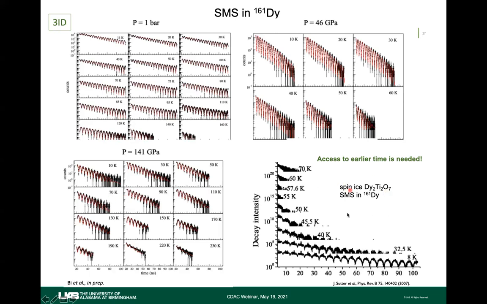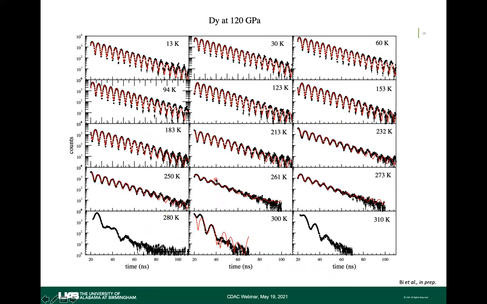Here is an example of dysprosium synchrotron Mossbauer data taken at the ESIF, I think, on the spin ice dysprosium titanate. Above the magnetic ordering temperature, the data is pushed to much earlier time because the isotope is relatively short-lived. If we start counting the data beyond 50 nanoseconds, we don't see anything. That's the reason we had difficulty collecting data near the magnetic ordering temperature.